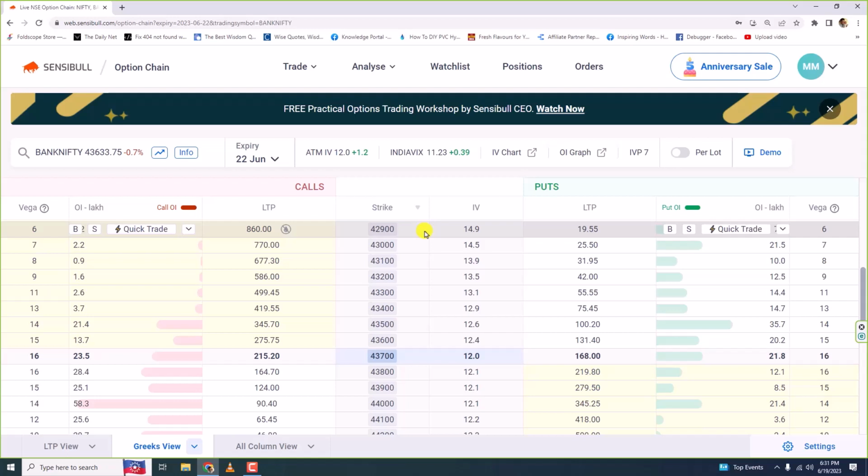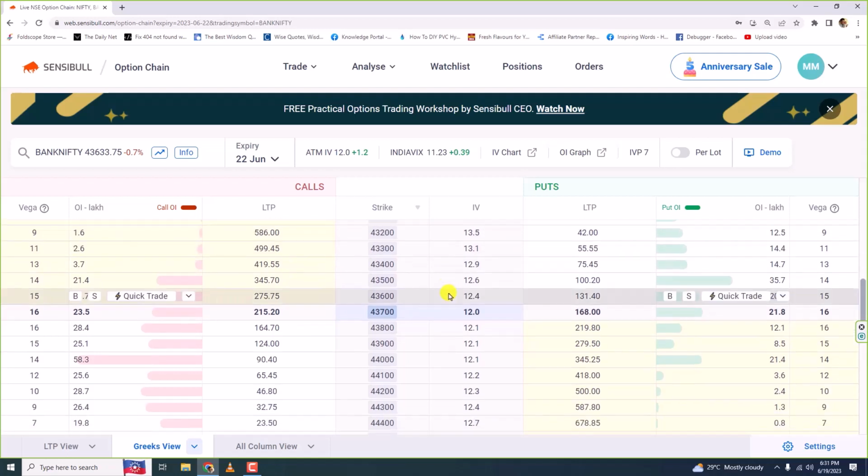So what the seller says is, see, the volatility is high, so the chances of you, the buyer, winning are more. The chances of me, the seller, losing are more. And since the chance of me losing is more, I want a higher premium. That is why the premium increases when volatility increases.